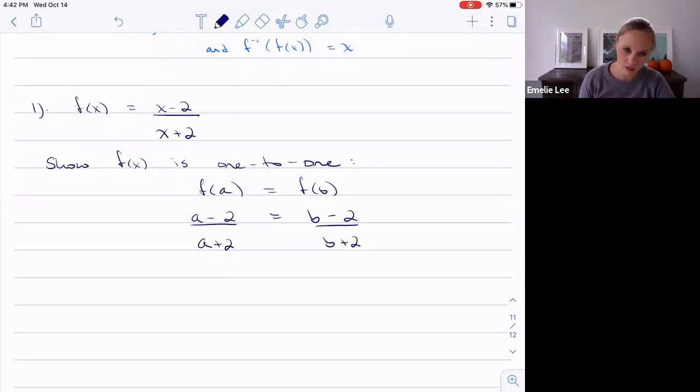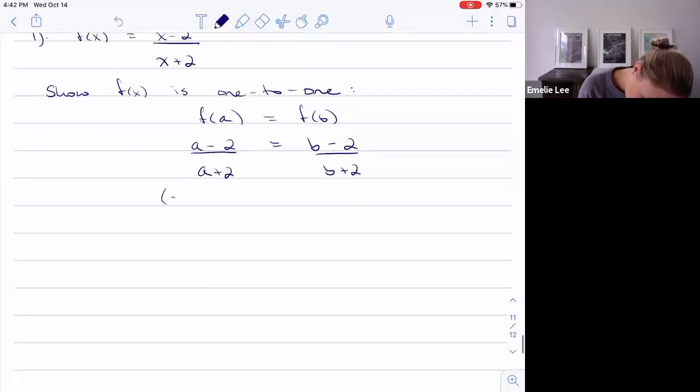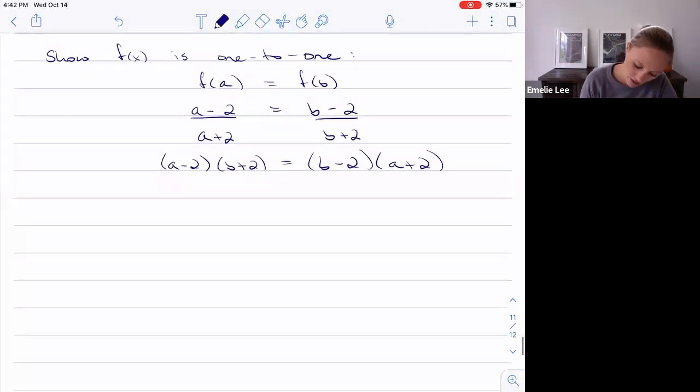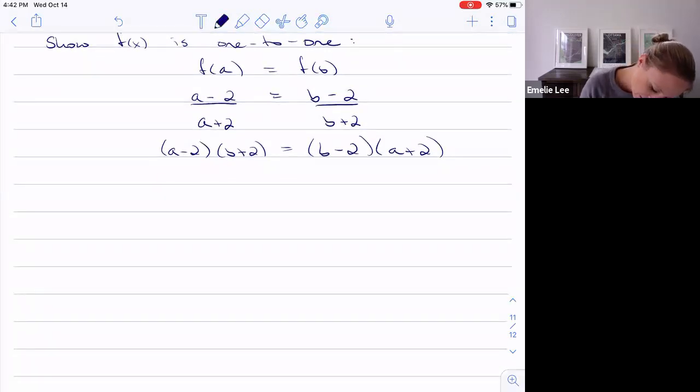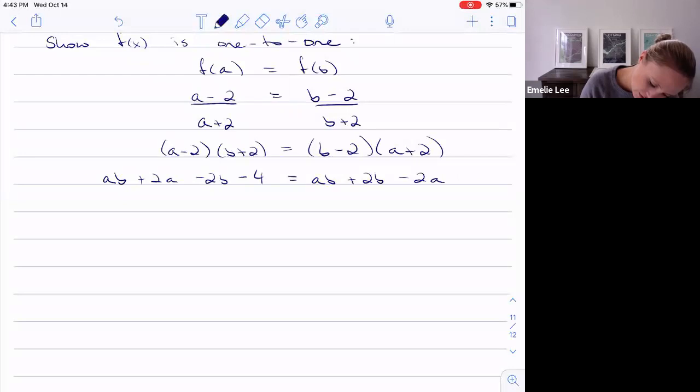Okay. So what I'm going to do is cross multiply these things and try to simplify. Usually you have to expand it, make it a little bit bigger, and then you can cancel things out as you go. So this becomes a minus 2 times b plus 2, which is b minus 2 times a plus 2. If I expand this, we're going to see some similarities here. So a times b puts me at ab plus 2a minus 2b minus 4. Which is b times a, but I'm going to write it as ab just to highlight that this is the same thing. So ab plus 2b minus 2a minus 4.